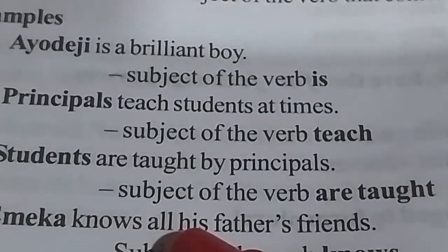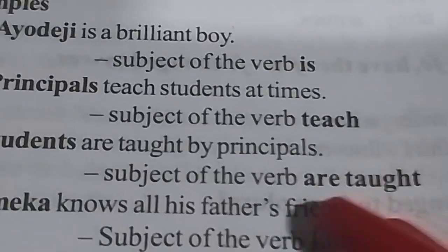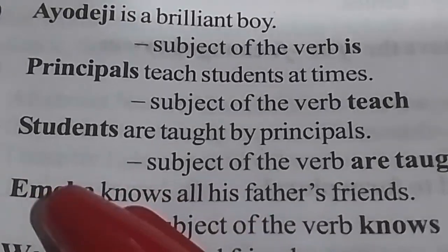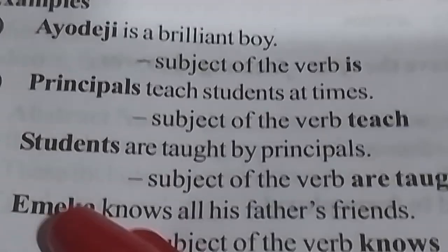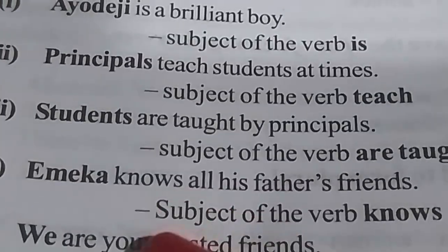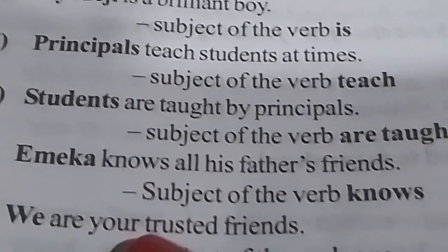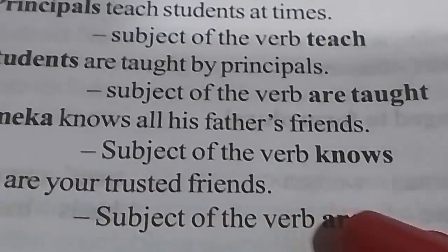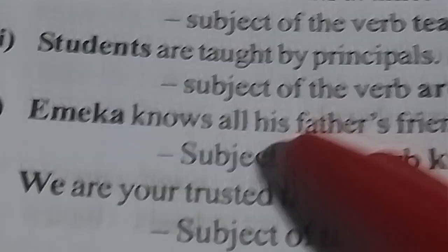Emeka knows all his father's friends. Subject of knows here is Emeka. Emeka knows. So Emeka is the subject of this knows here. We are your trusted friends. Subject of the verb are here is we. That's what it's saying. And that's how it works.